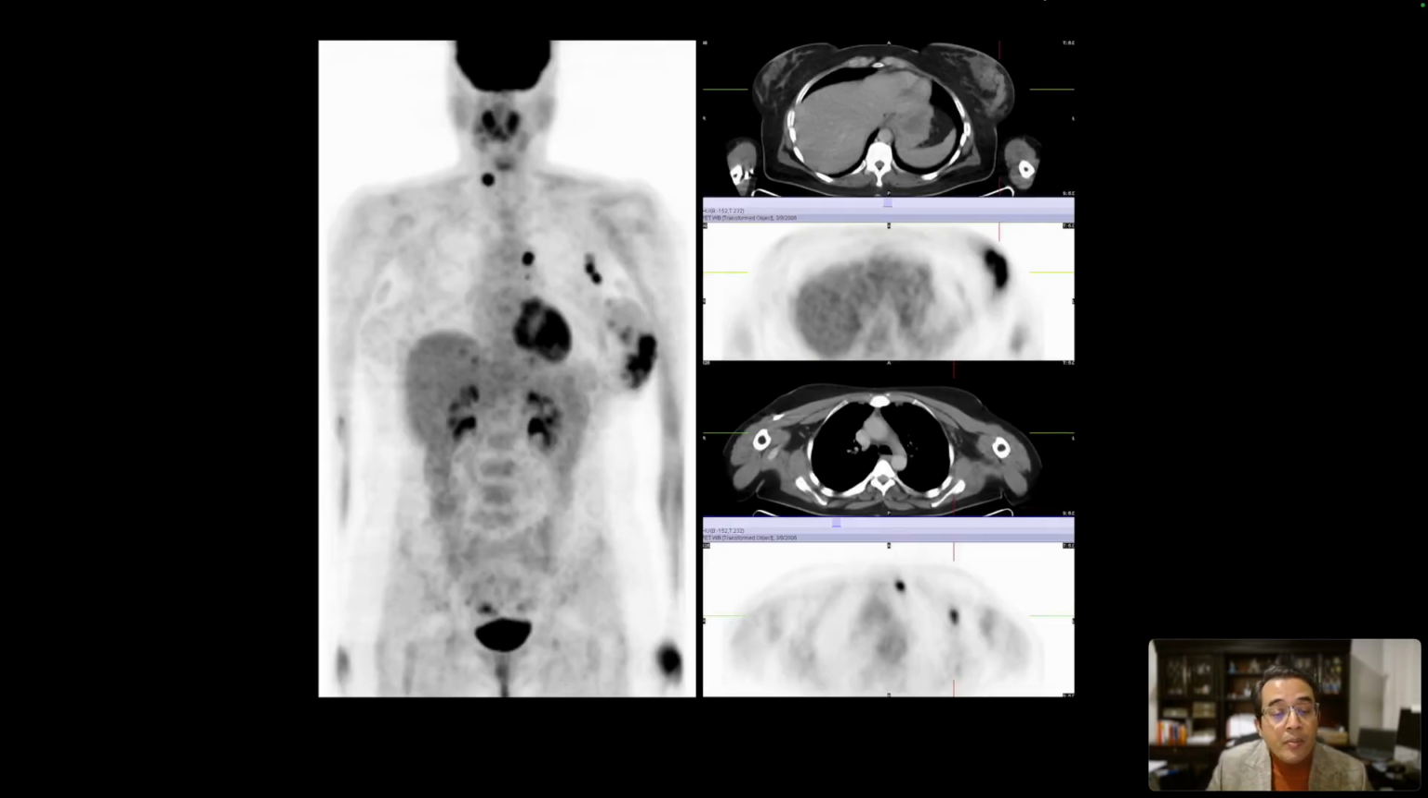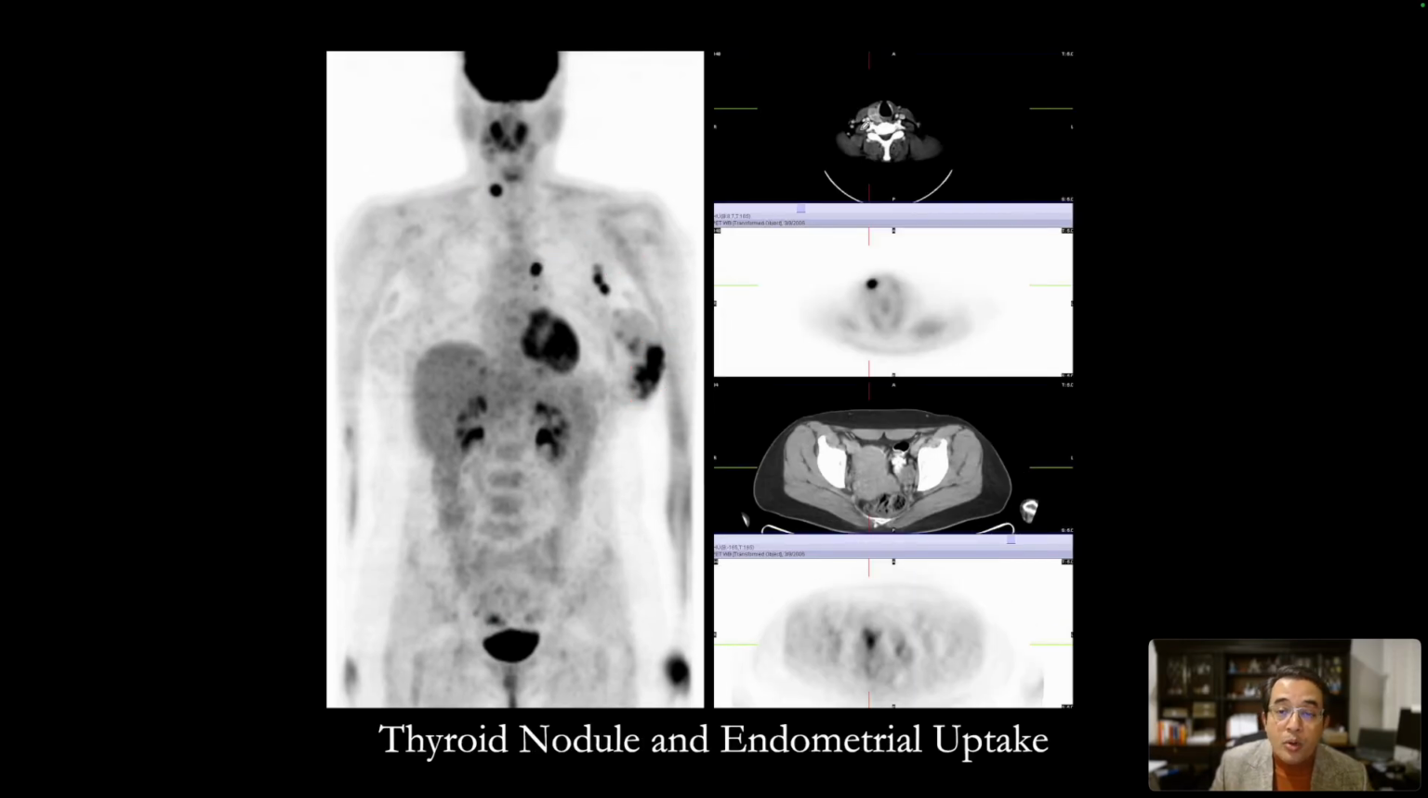This next patient was diagnosed with advanced breast cancer. Here's their primary in the left breast, and metastatic disease in the left axilla and also in the left internal mammary node. We see the findings here: left internal mammary node uptake, left axillary node uptake. They also had two other foci, one in the right side of the neck and one in the pelvis, and these two foci corresponded to a thyroid nodule and again endometrial uptake. Being a young patient, this endometrial uptake was reported as physiologic, and the nodule was biopsied. It turned out to be a benign adenoma.